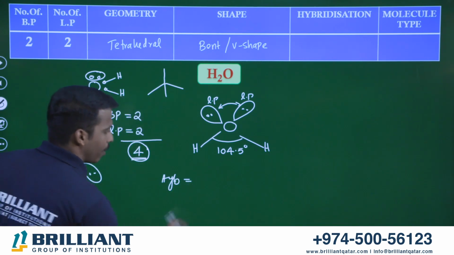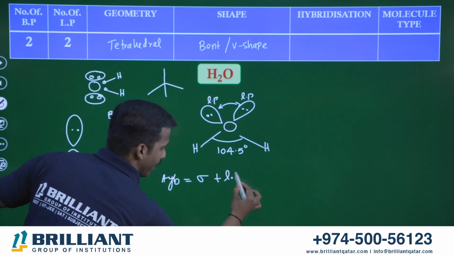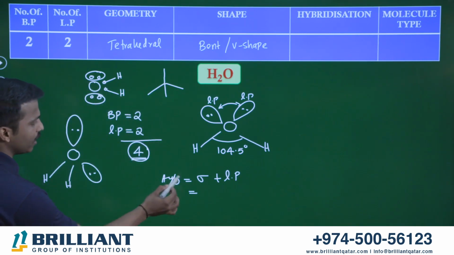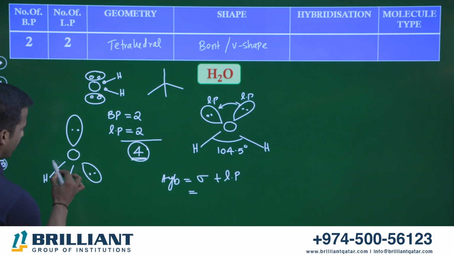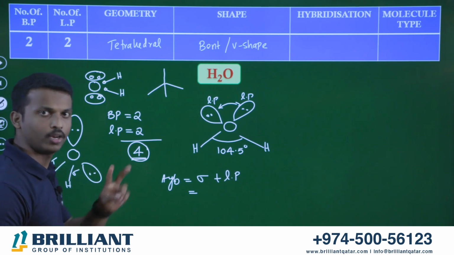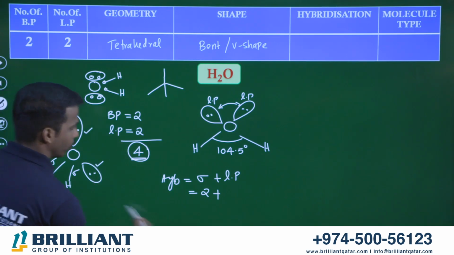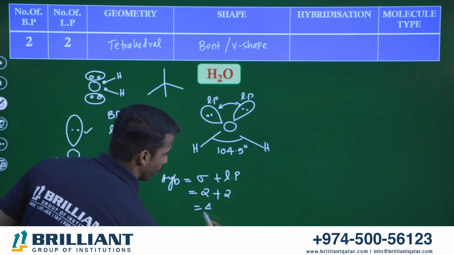Hybridization is calculated by what, dear all of you? Sigma bond and lone pair on the central atom. Let's calculate. How many sigma bonds are there on this oxygen? 1, 2, right? 2 sigma bonds. How many lone pairs are there? 1, 2. Okay, total is equal to 4.